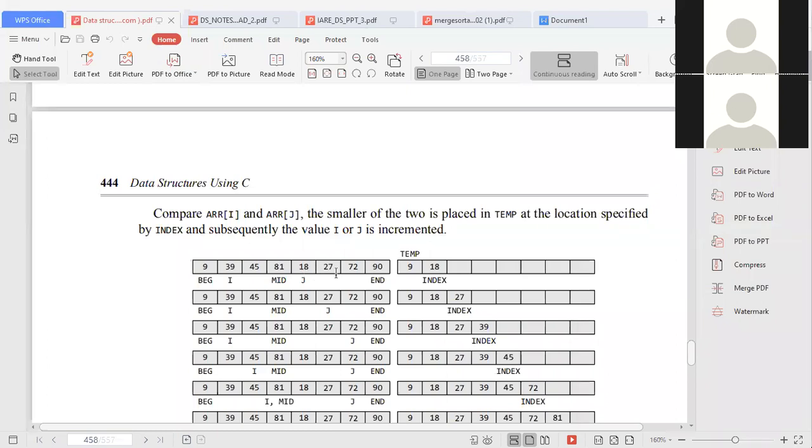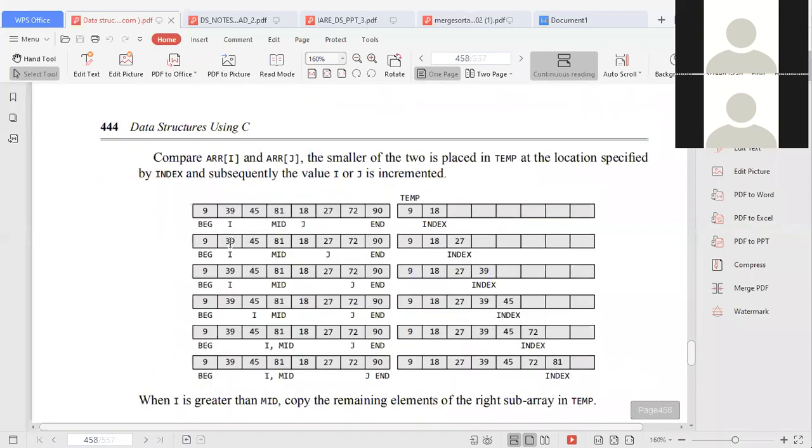Now which element is supposed to move to the index? J, sir. J moves, so 18 moved to the new array, that is A. What is the position to be moved? The new position of J is J plus 1. Now J moved to 27. Is this point clear? Yes, sir. Now third point: first point is this, second is this, and this is third.